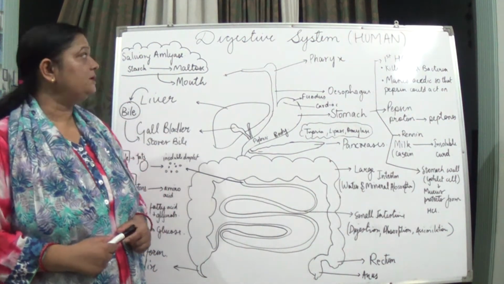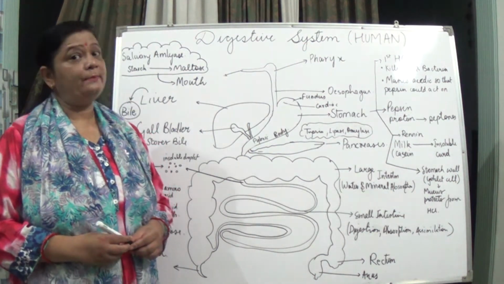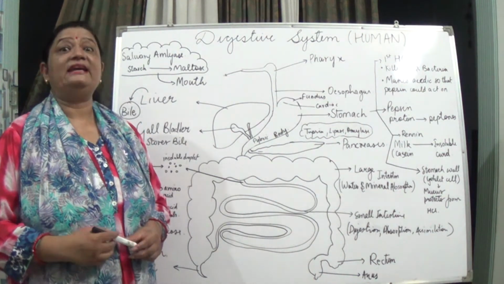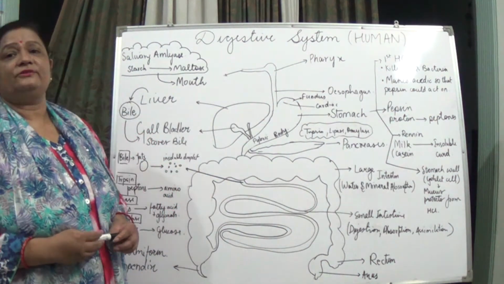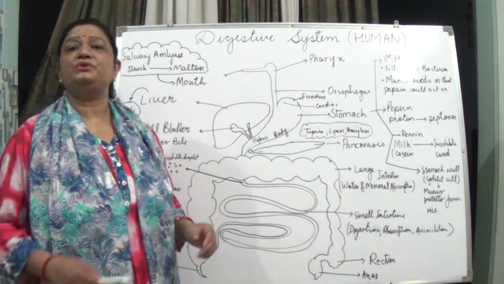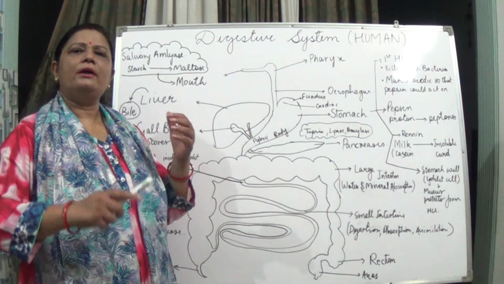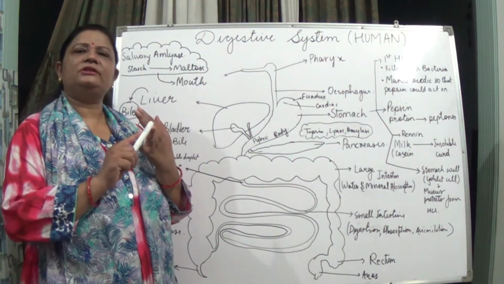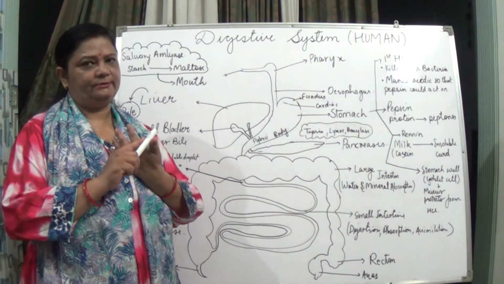So total digestion we are going to study today: what happens when we eat the food inside our body, and how it gives energy. When we talk about the digestive system, total nutrition in human beings or any animals, 5 steps are there: ingestion, digestion, absorption, assimilation, and egestion.